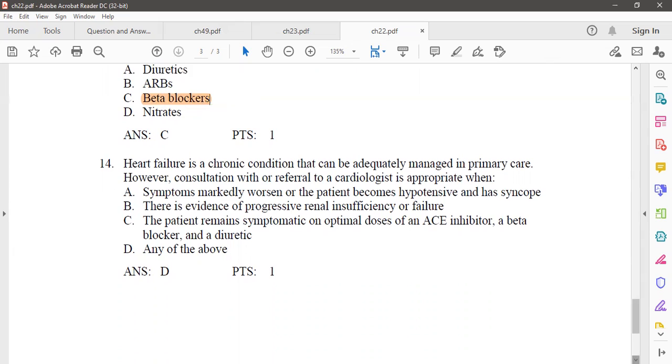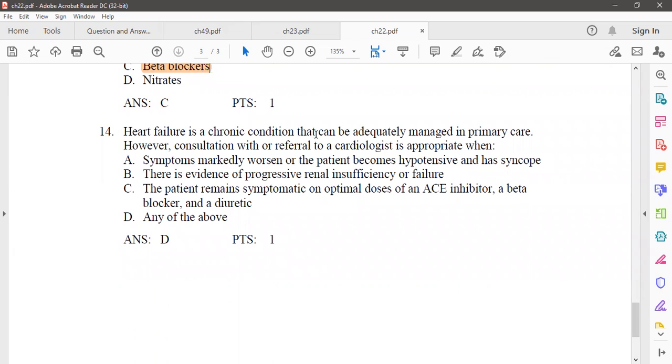Heart failure is a chronic condition that can be adequately managed in primary care. However, consultation with a cardiologist is appropriate when symptoms markedly worsen or the patient becomes hypotensive, when there is evidence of progressive renal insufficiency, or when the patient remains symptomatic on optimal doses of ACE inhibitors and beta blockers. So in all of these cases we should refer them to the cardiologist.